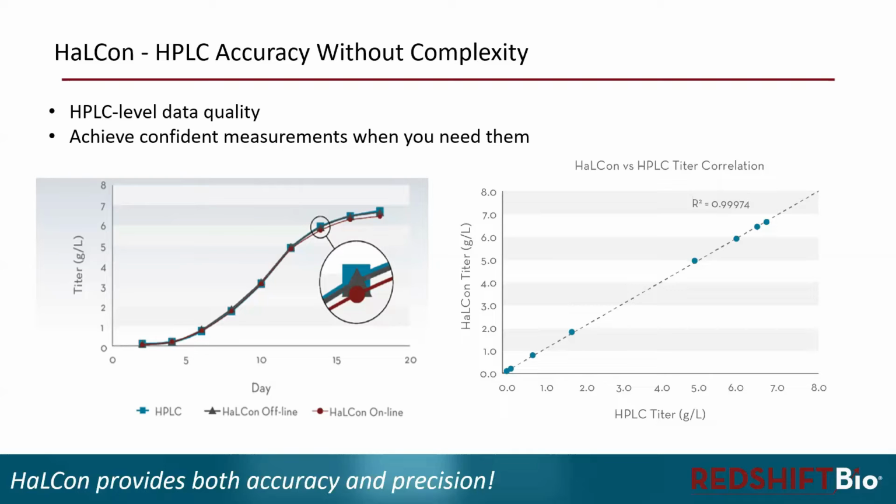This shouldn't be surprising because both tools are using the same technology. HaLCon's just a much easier, user-friendly version of HPLC and purpose-built for the bioprocessing environment. On the right is the correlation graph. The correlation graph should not surprise anybody based on how well the two curves agree with each other.